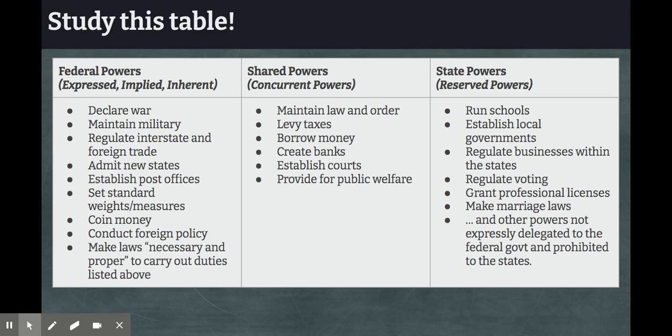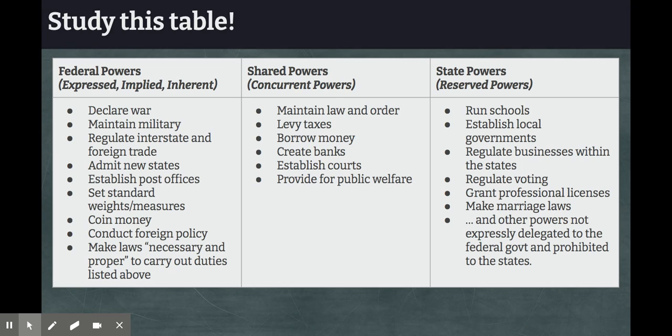In terms of what are some federal powers, declaring war. Doesn't really make sense that California could declare war on its own. That seems like a federal responsibility, which it is. Maintaining the military, which goes along with that. Regulating interstate and foreign trade, so trade between the states as well as between other countries. Admitting new states to the Union. Establishing post offices. Setting standard weights and measures. Coining money, right? It would be really weird if there's a California dollar and a Nebraska dollar. That would make a lot of sense. The federal government also conducts foreign policy and then makes all other laws, quote unquote, necessary and proper to carry out the duties listed above. And we'll look at what that necessary and proper thing means in just a second.